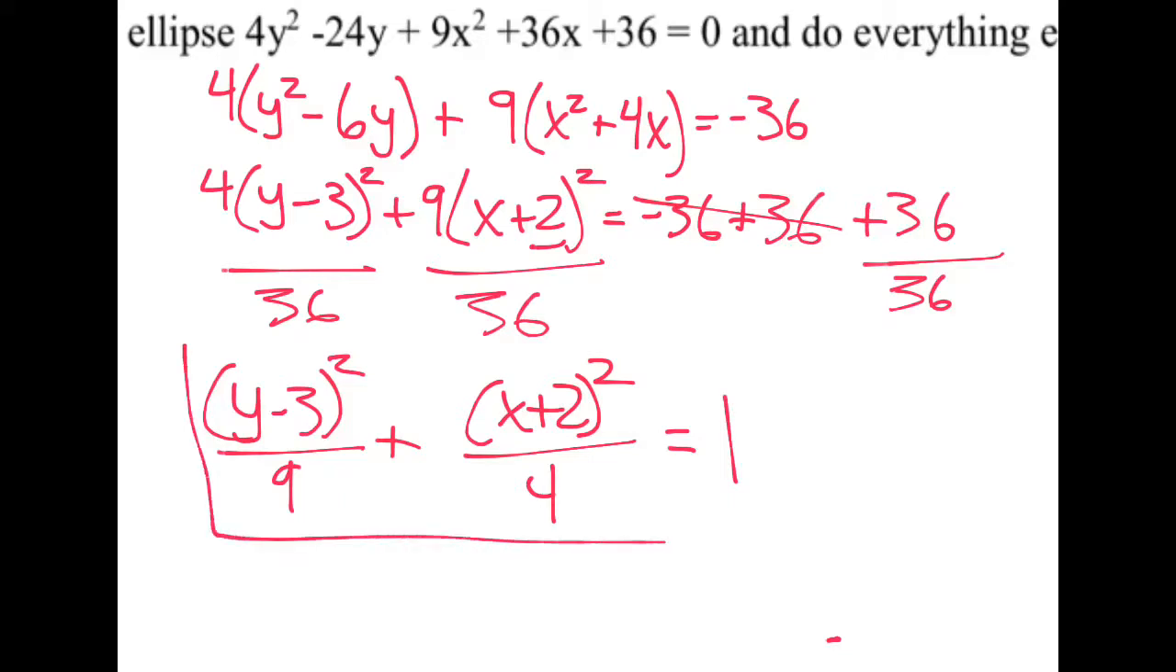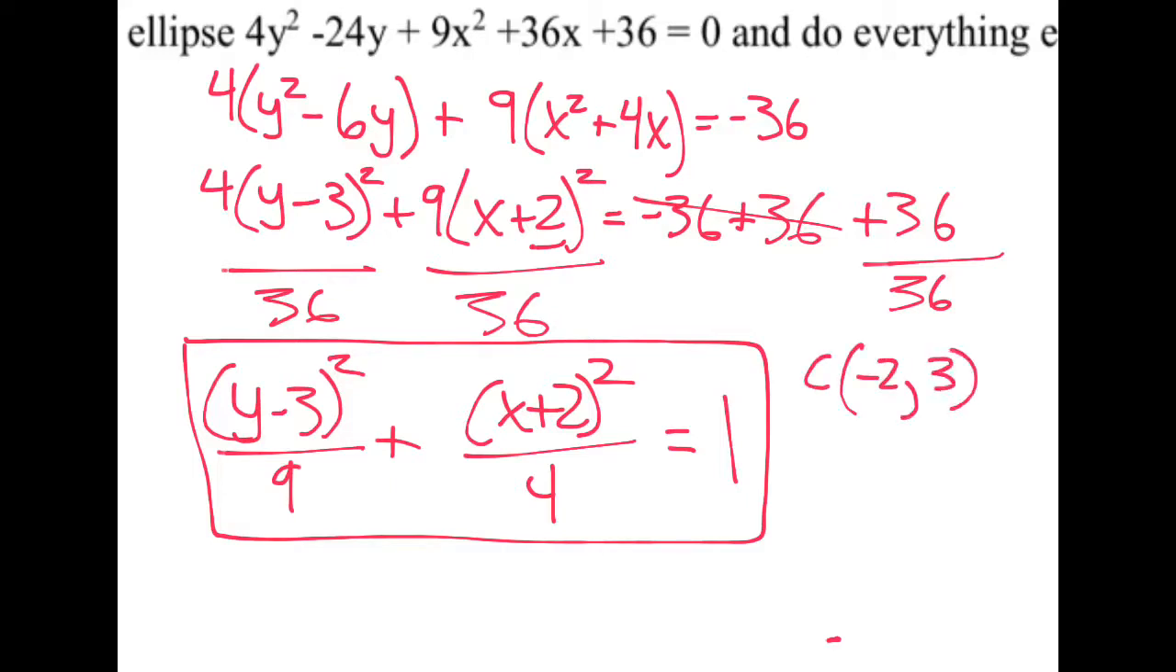And so, what do I know from this? Well, I know a couple things. I know my center is the point negative 2, comma, positive 3. That's kind of cool. What else do I know?